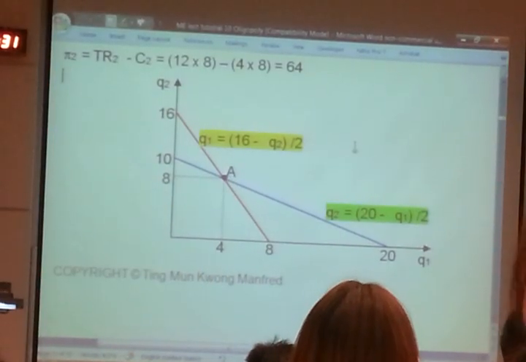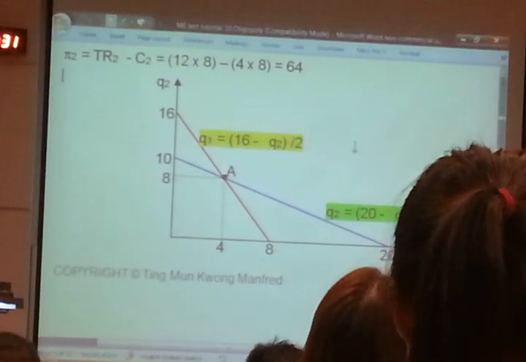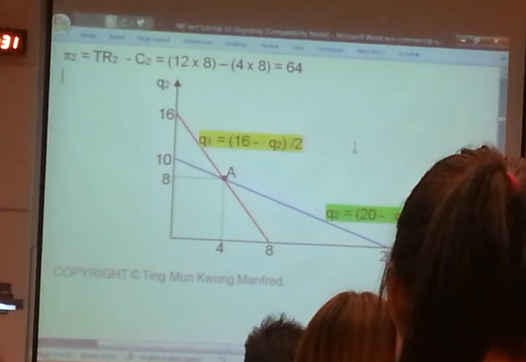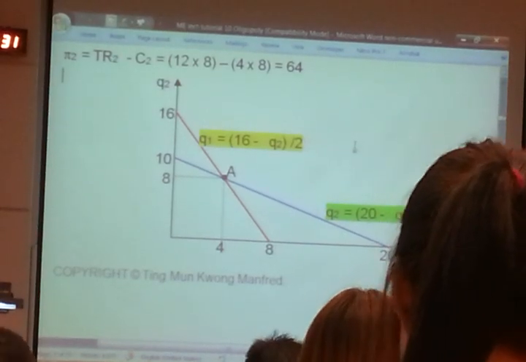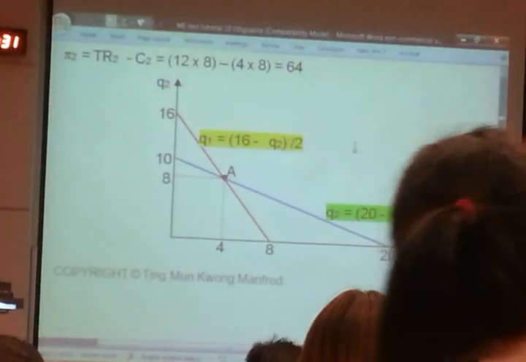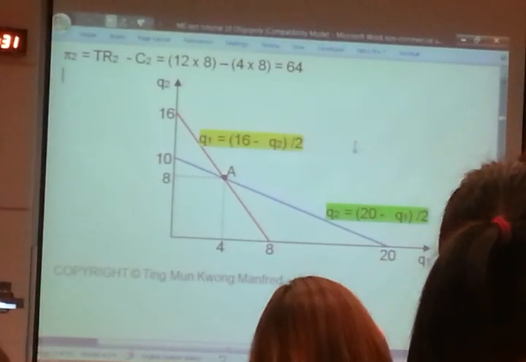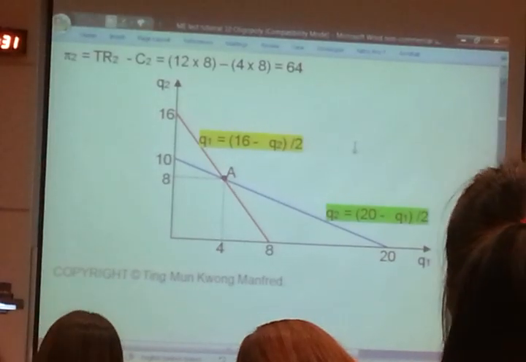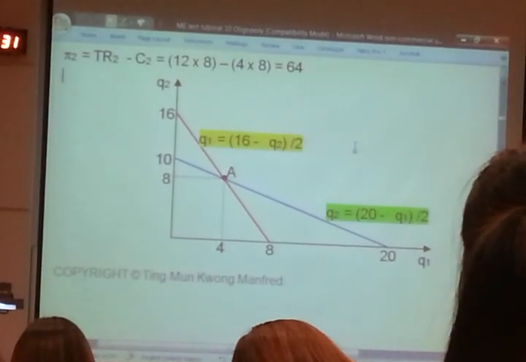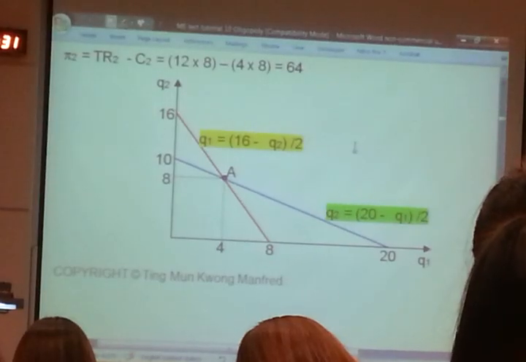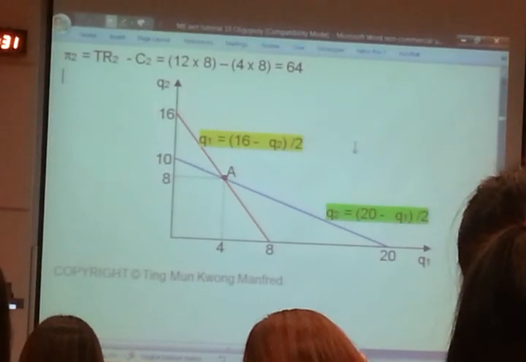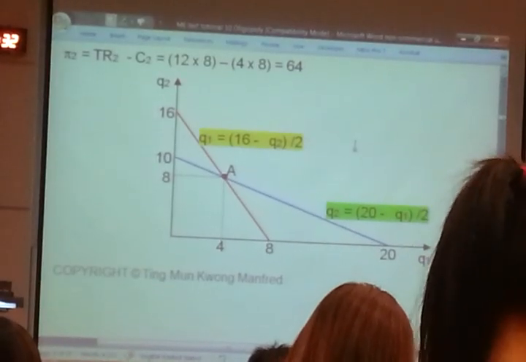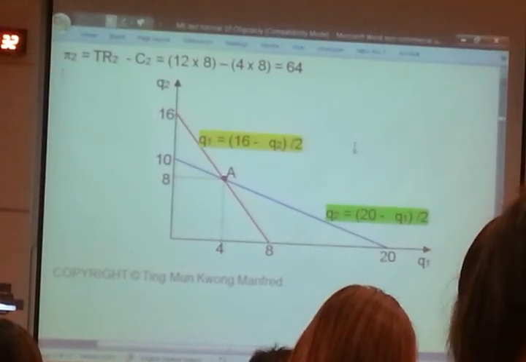No. Why? You recall in chapter 2, what's the Nash equilibrium? It's a pair of strategies whereby neither player will want to change their strategy, right? So if you are here, firm 2 is maximizing profit, and firm 1 is not. Will firm 1 change strategy? Yes. So it cannot be here. Then where is it? Here. Because here both are maximizing profit, right?